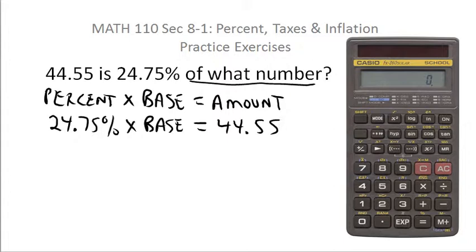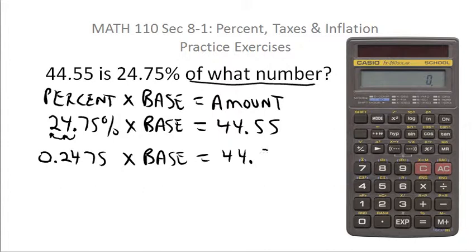Remember, to do this on a calculator, you need to change the percent to a decimal, and again, to do that, you move the decimal point 2 places to the left. So you get 0.2475 times the base is equal to 44.55. In order to solve for the base, then, I need to divide both sides by 0.2475.